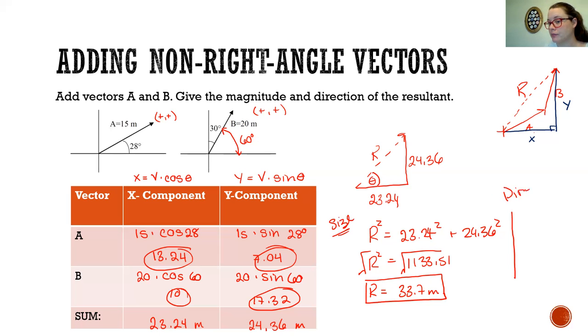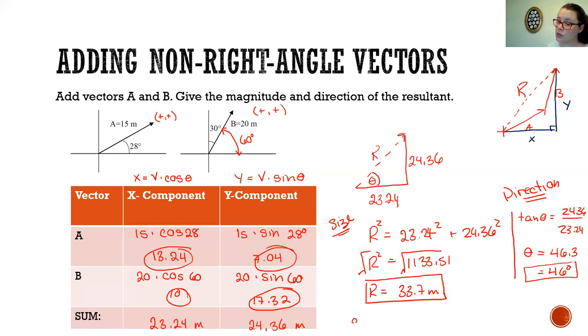Direction, we'll calculate over here. Now direction, remember from last lesson, we used tangent. So I want to find there's my angle. The tan of the angle is equal to opposite, 24.36, over adjacent, which is 23.24. The angle that you calculate, and I'm assuming you know how to rearrange this at this point without me showing all of the in-between steps, the angle that you get is going to be 46.3 or 46 degrees.